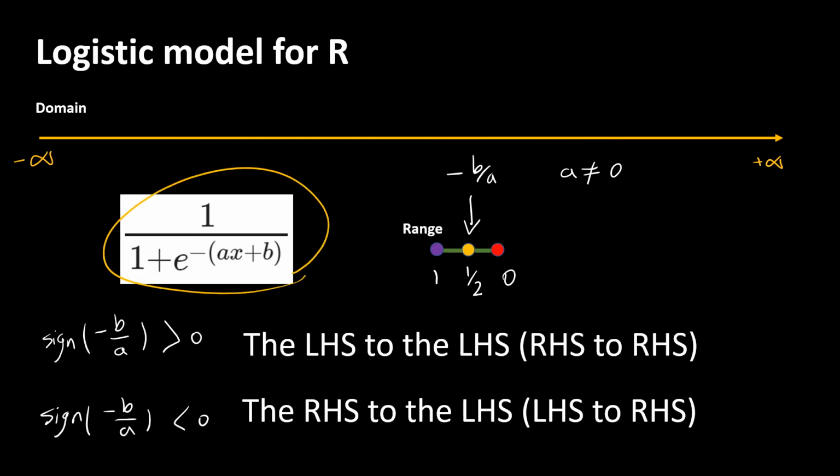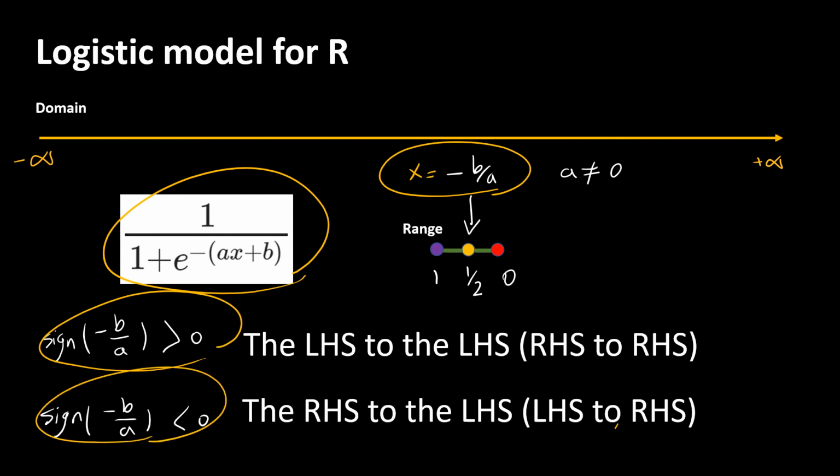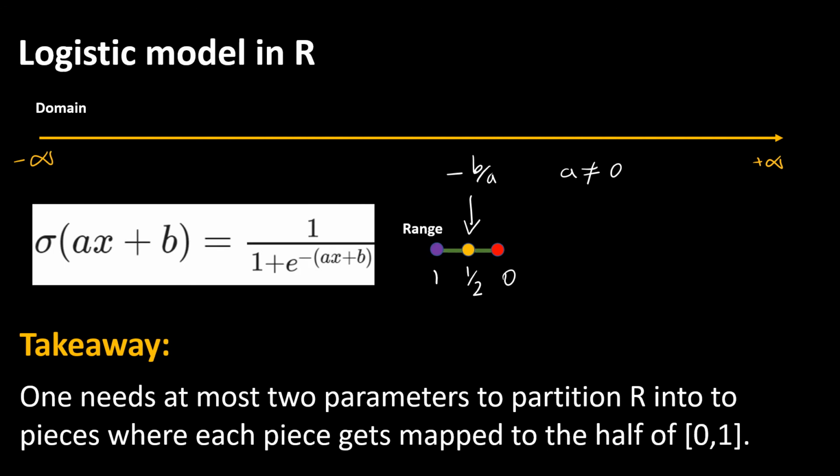Using this function, we can map the real line to the closed interval between 0 and 1, where x equals negative b over a gets mapped to 1/2. Also, if the sign of negative b over a is positive, then the left-hand side gets mapped to the left-hand side and vice versa. However, when the sign of negative b over a is negative, then the opposite side gets mapped to another one. What is the takeaway?